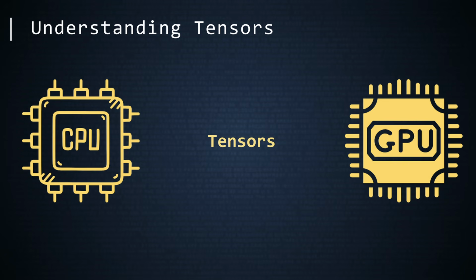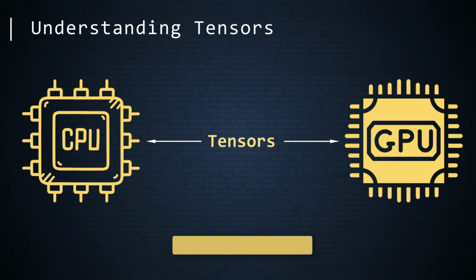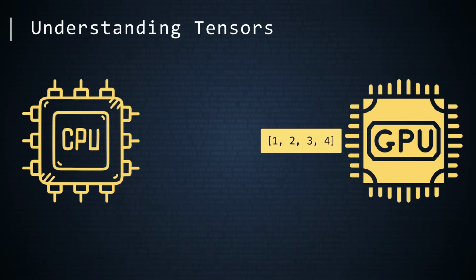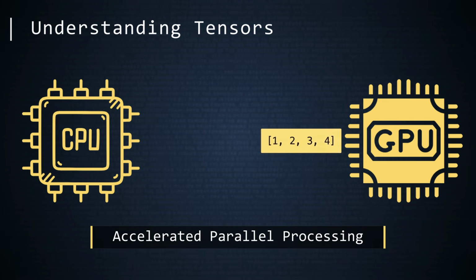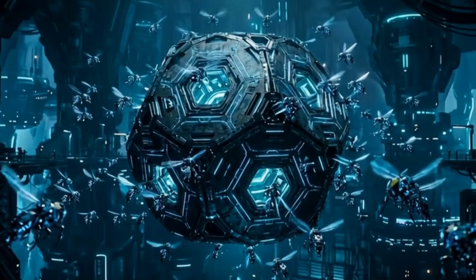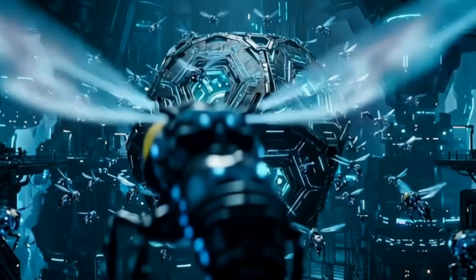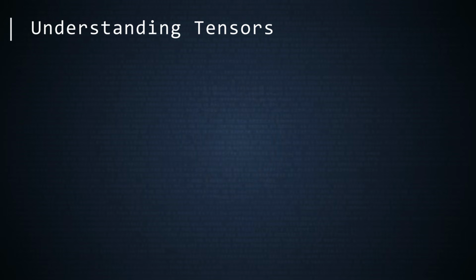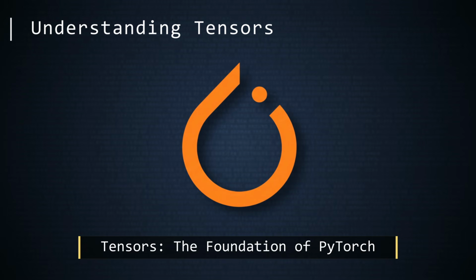PyTorch tensors share similarities with NumPy arrays, but offer a critical difference: GPU compatibility. Tensors can be moved from the CPU to the GPU, where parallel processing accelerates computations by orders of magnitude. Think of the GPU as a hive mind, a vast array of specialized processors working together to handle large-scale computations efficiently. This capability makes PyTorch indispensable for machine learning and deep learning tasks.